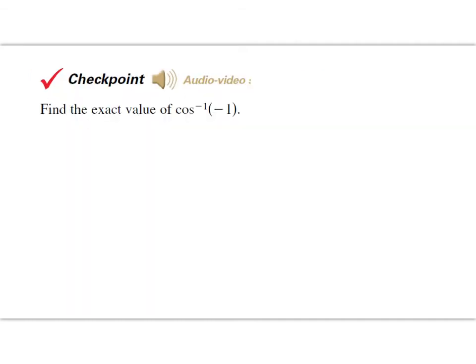All right, so go ahead and pause, see if you can get this one right, and come back when you're ready. Okay, so if you remember that the cosine is equal to 1 at 0 and -1 at pi, so therefore the answer is pi.